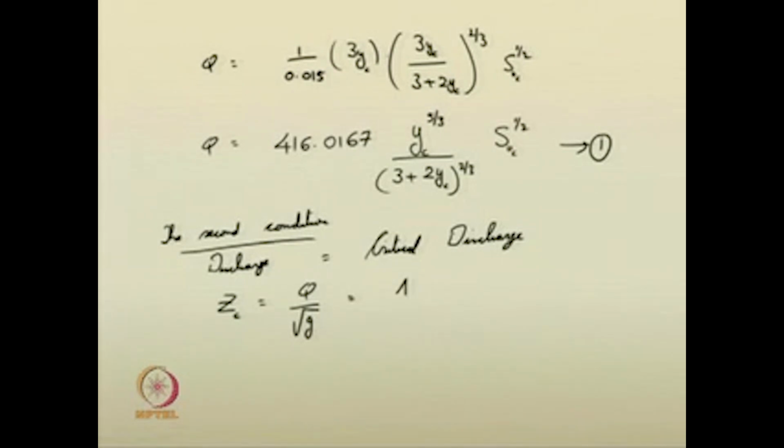This is same as A into root of D. So, from this relationship you know Q is equal to ZC into root G. This is nothing but A root D into root G. Substitute the quantities. You will see Q is equal to 3 YC into root of YC into root of 9.81.